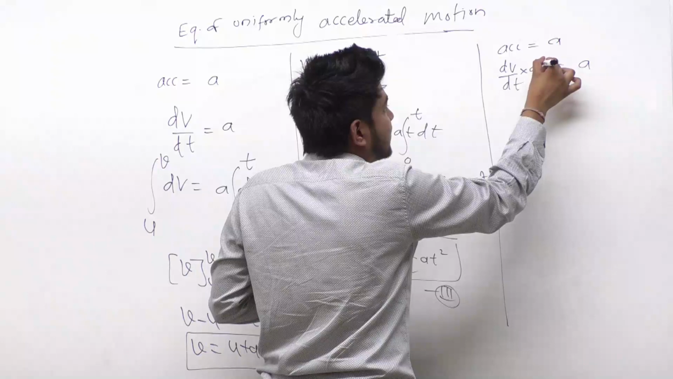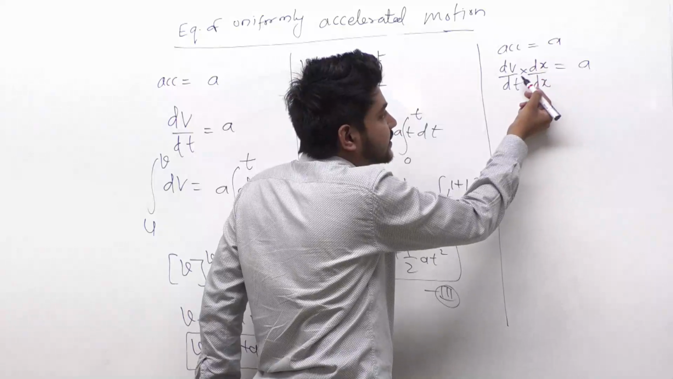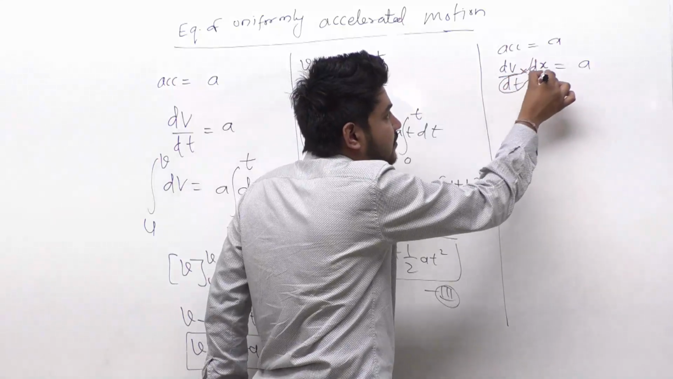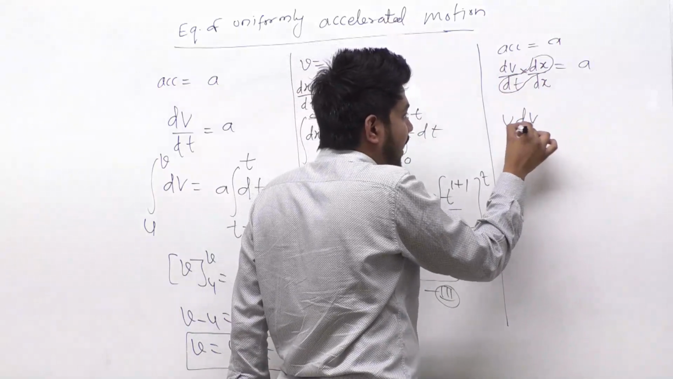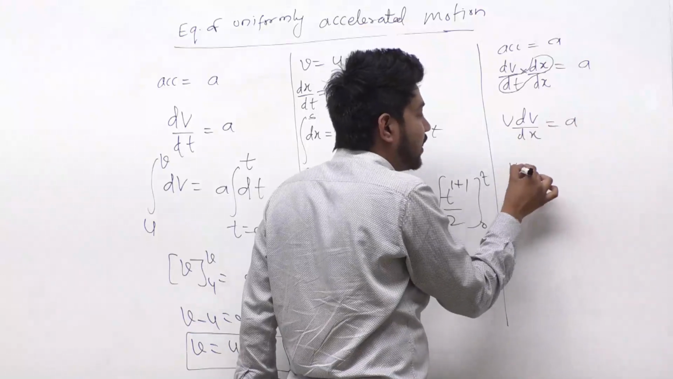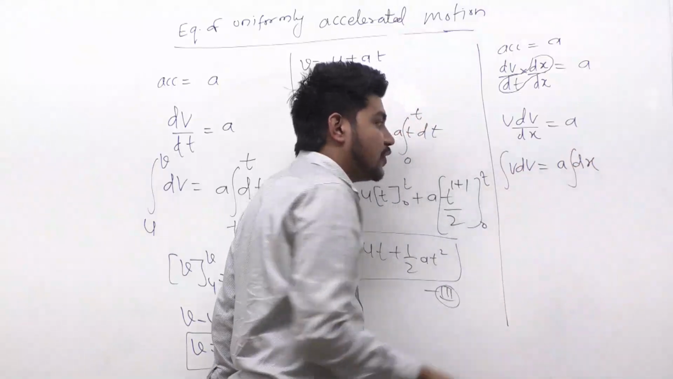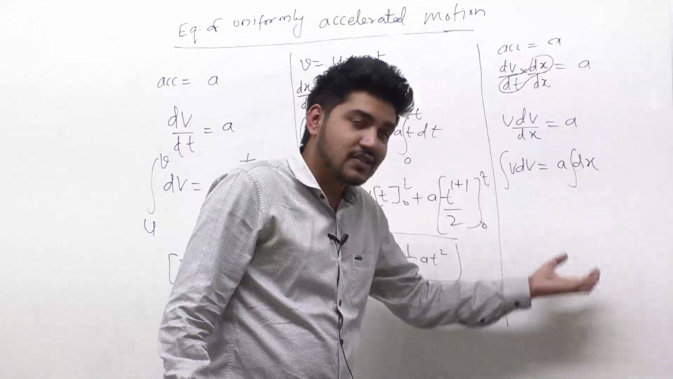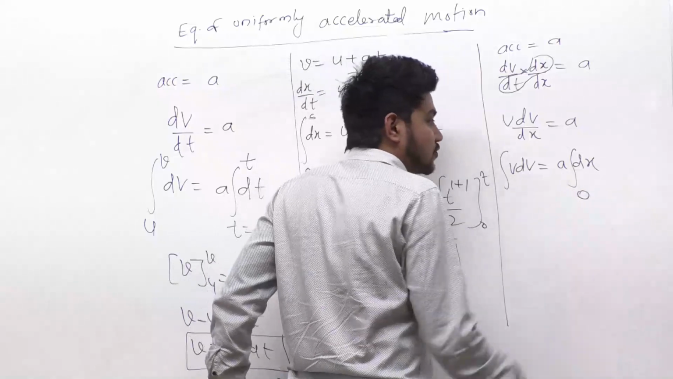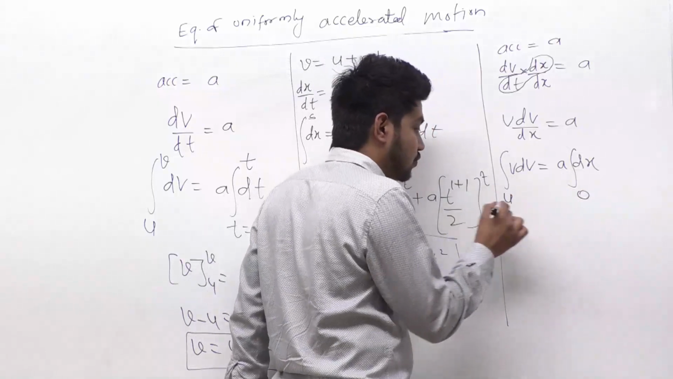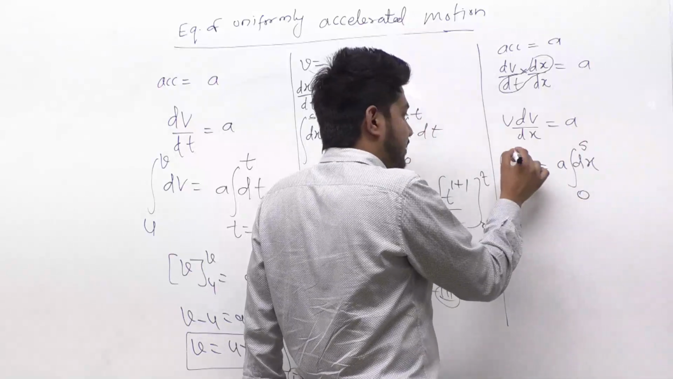Can I divide and multiply by dx? We can divide and multiply by dx. So over here if you see dx by dt, it's the velocity. So I can write this as v dv by dx is equal to acceleration. So v dv by dx, I'll take this dx that side. Again we'll substitute the limits. At t is equal to 0 the displacement is 0, and at that time the initial velocity is u, and at any time t the displacement is s and the final velocity is v.